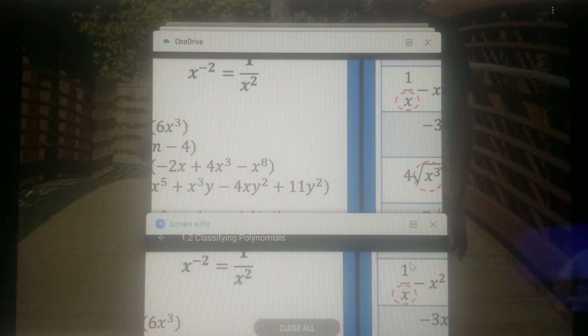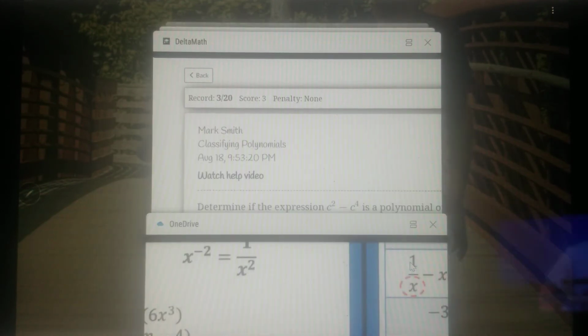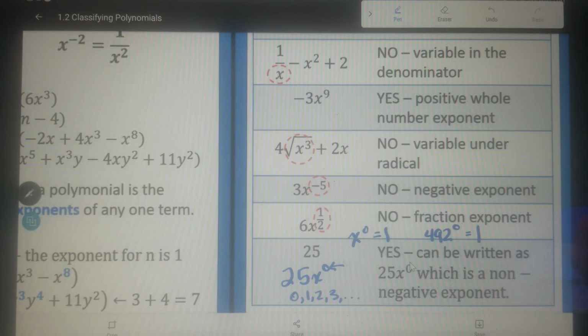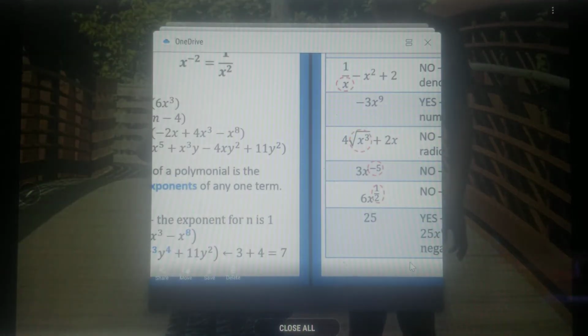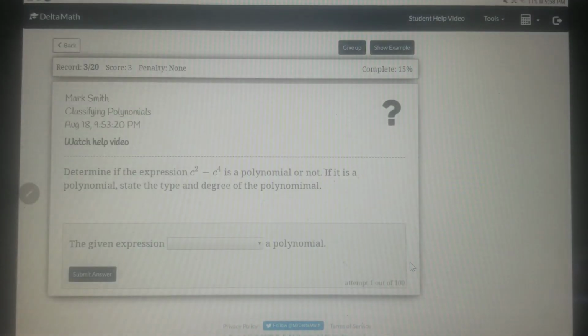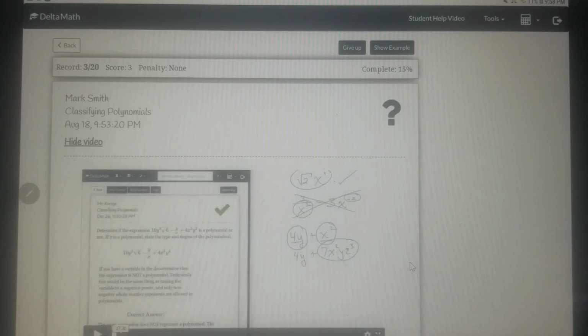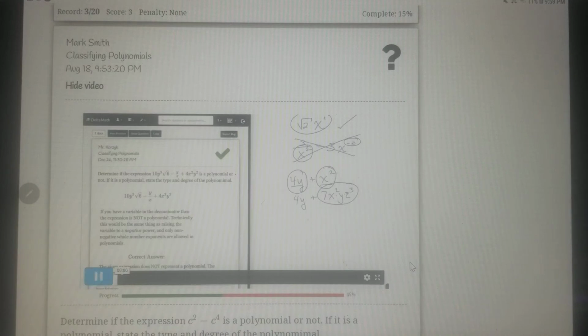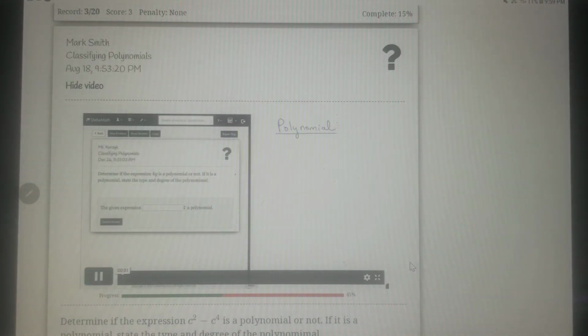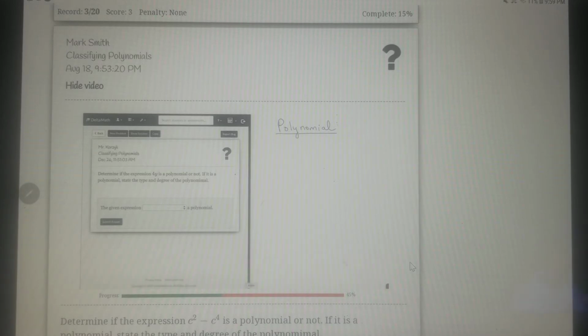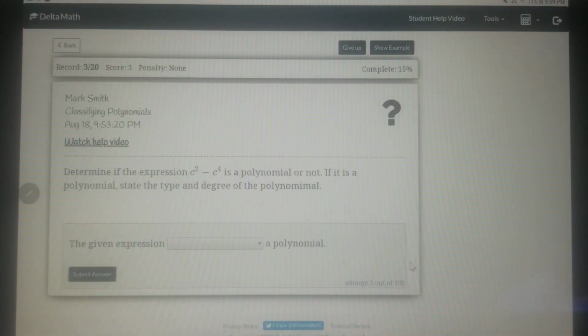All right, that was a little quick lesson on our polynomials. I've got to get rid of our screen, and we go back to our lesson. Remember, on all of these lessons, you can watch a help video. This help video will go through and explain, in this case, is 4y a polynomial or not. If you don't like my video, you can watch that video. It could be helpful.